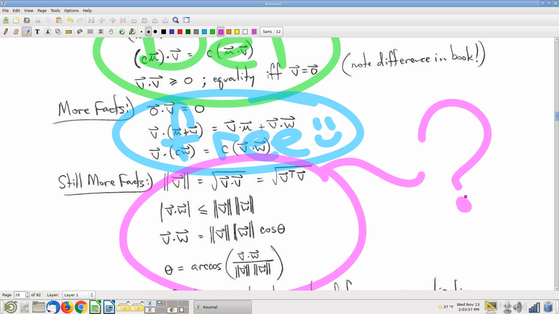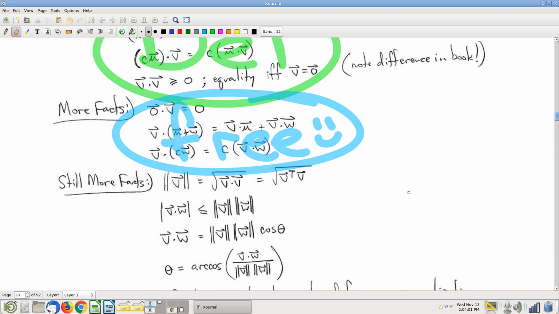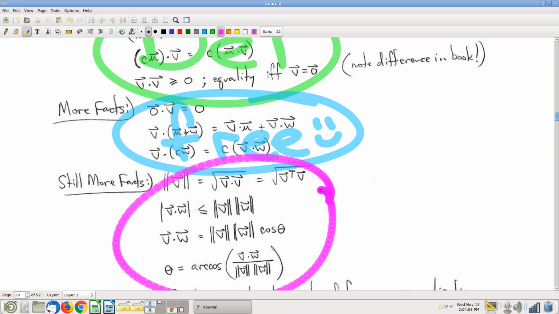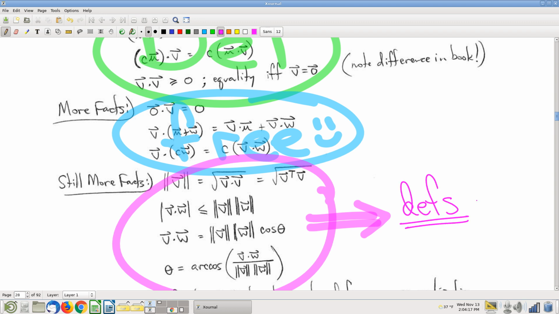So that's too bad. So what are we going to do instead with these? And this is another bit of good news. We're going to use these to make definitions. Those properties are going to give us definitions of magnitude and angle.